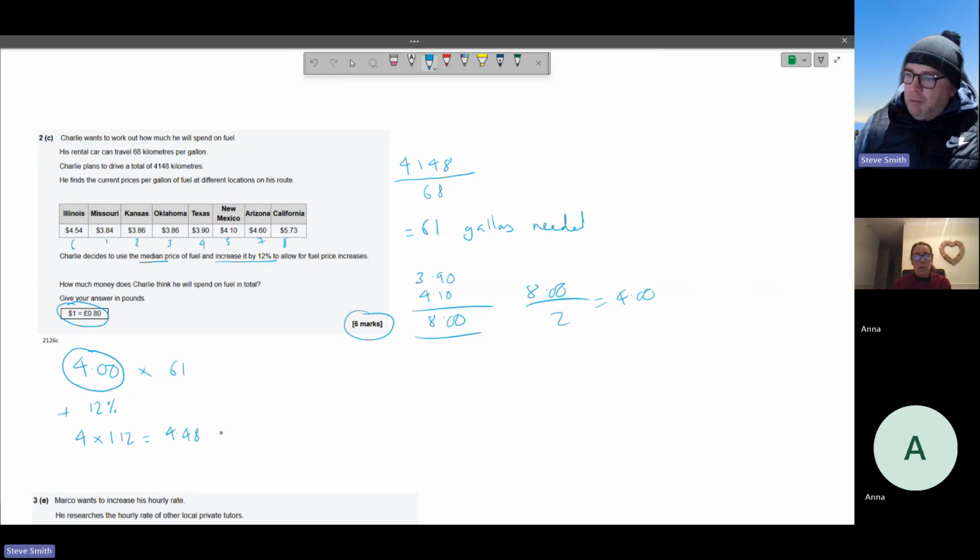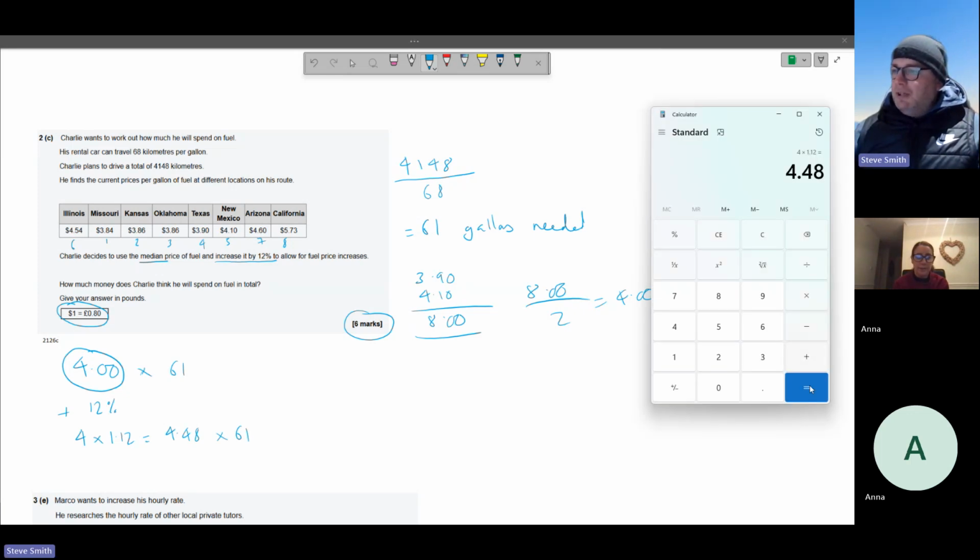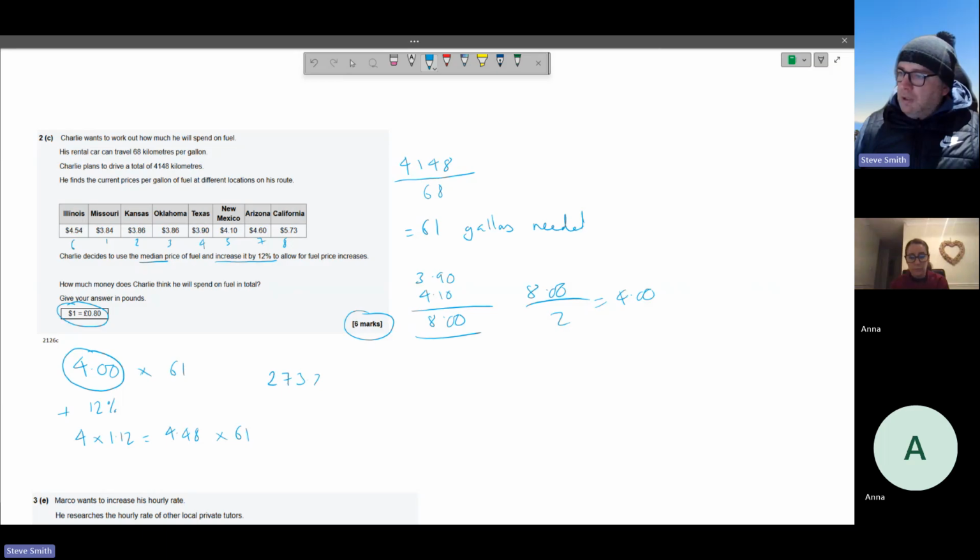4.48 multiplied by 61. Because this is how much, and don't forget, this is still in dollars. Because we need 61 gallons, and we're going to cost it at $4.48. So we need $273.28. 273.28. I'll just put another circle on that for no reason.